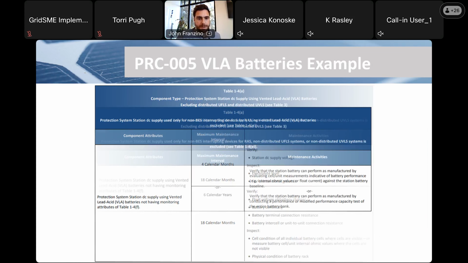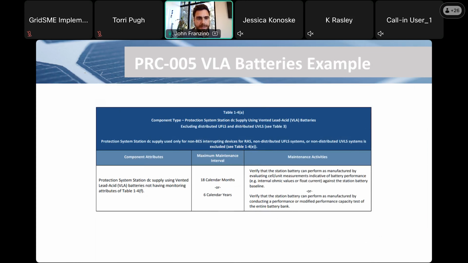We won't get into all the technical details, but again, there's probably 30 pages of these tables for different types of protection system elements and their associated maintenance requirements and time horizons.